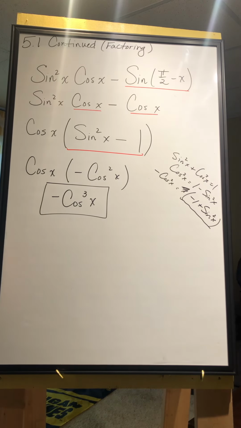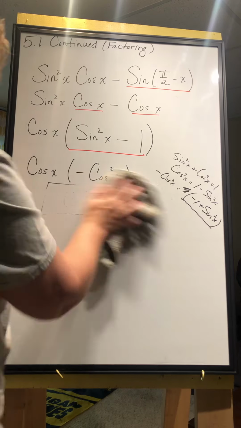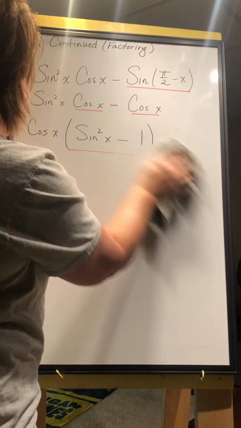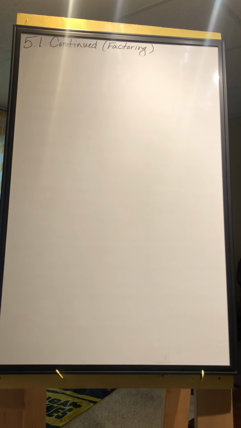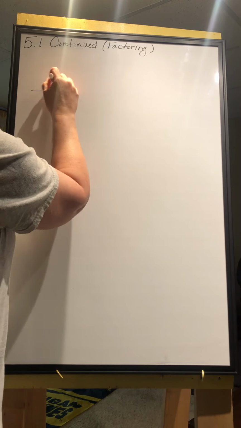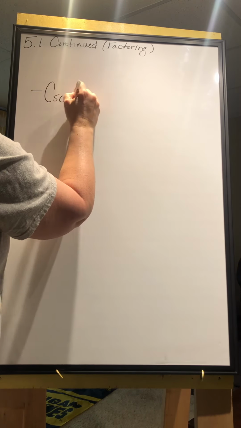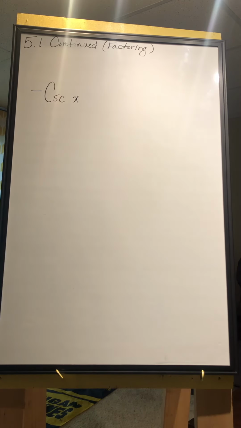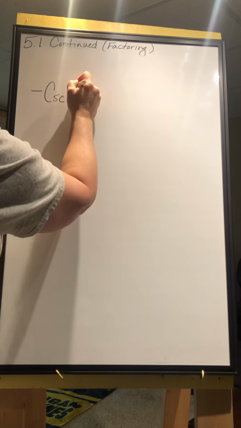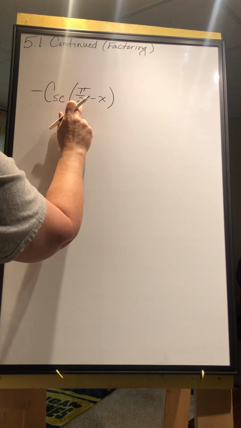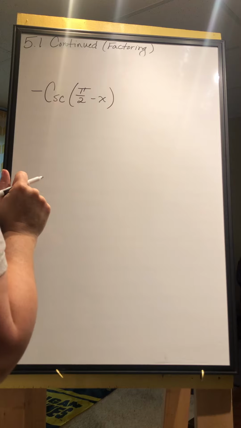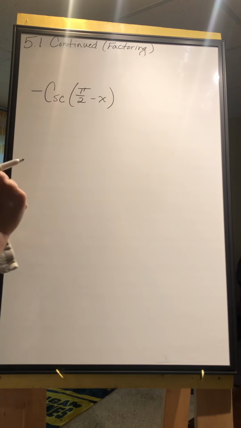So let's do another example like that. Let's do negative cosecant x, and then this is pi over 2 minus x. So already I'm thinking, well, that's pi over 2 minus x. That's probably going to be able to be replaced with something.